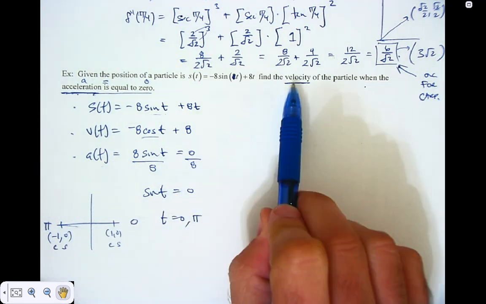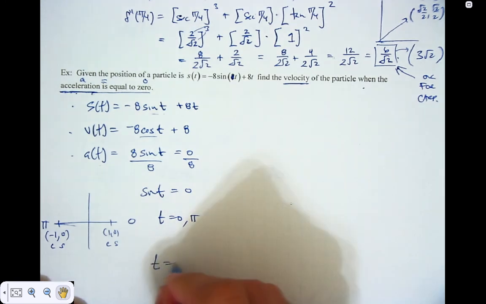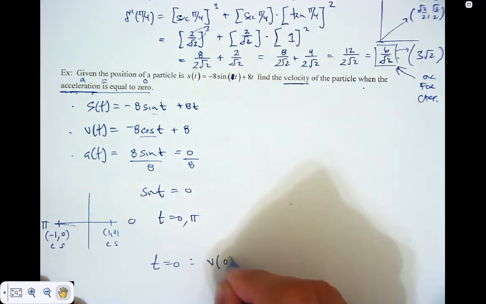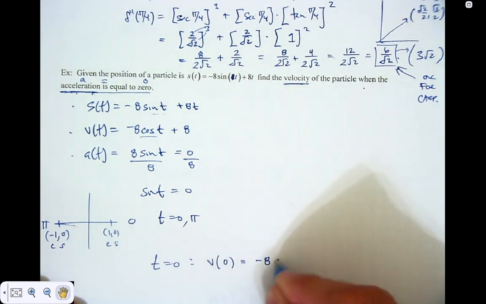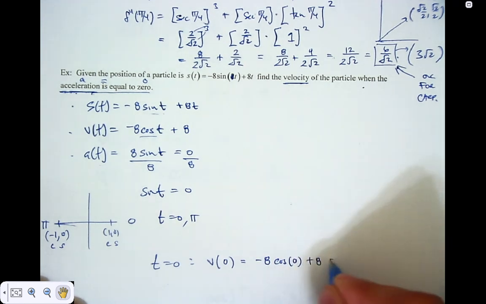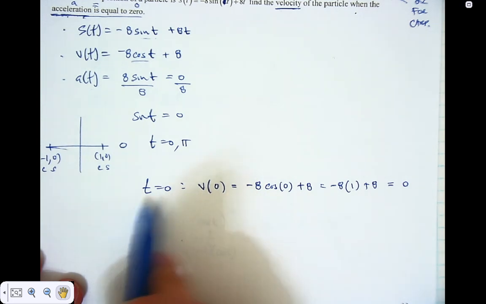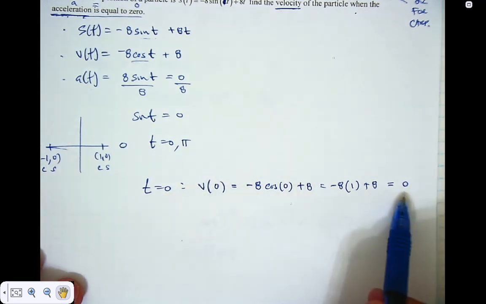So they say, what's the velocity when that happens? Well, when t equals 0, the velocity at time 0 would be -8 cosine of 0 plus 8, which is -8 times 1 plus 8, which is simply equal to 0. So when the time starts at time 0, the velocity is 0. So the particle is stopped.